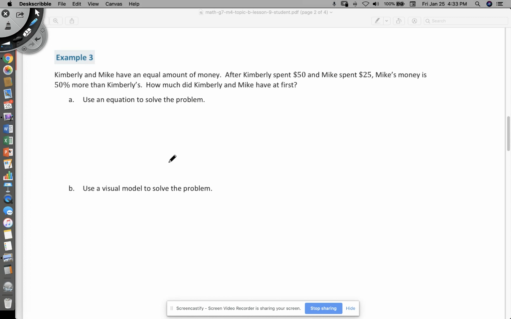All right. So example 3 here says Kimberly and Mike have an equal amount of money. After Kimberly spent $50, so right here they have an equal amount of money, which means they're both representing 100% at this moment. After Kimberly spent $50 and Mike spent 25, okay, so Kimberly is out 50. Mike is out 25, okay? Mike now has 50% more than Kimberly. All right, which now means Mike's at 150% where Kimberly's at 100%. How much money did they have at first?